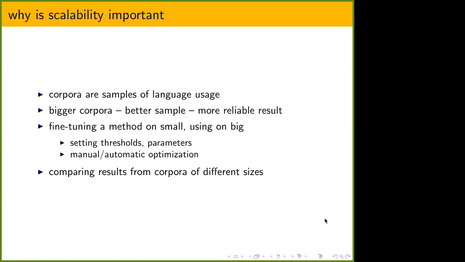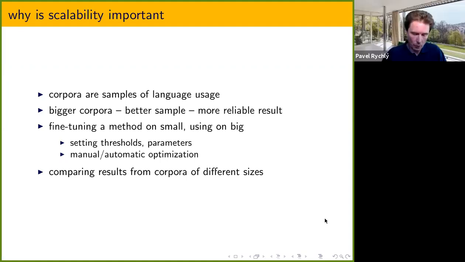We also want to compare corpora or data of different sizes, and if some method or algorithm gets different numbers for different sizes, then we cannot use it for comparing corpora. And this is quite important.